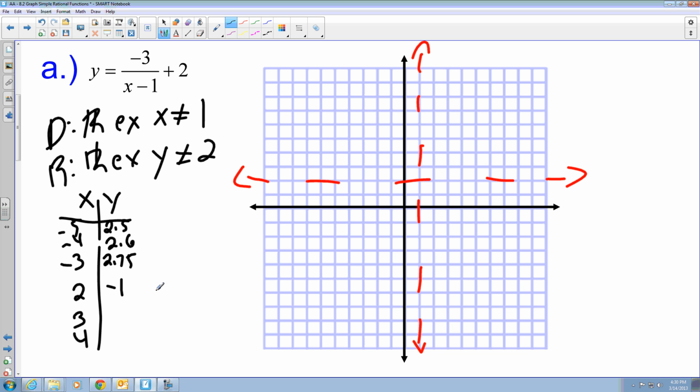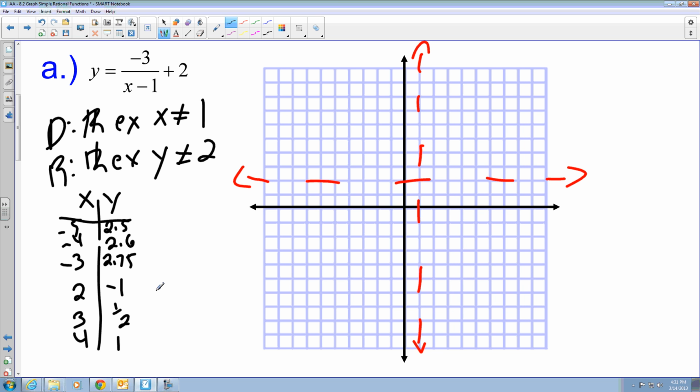If 3 minus 1, which gives me 2, gives me -3/2, so it'd be 2 minus 1.5, which gives me 1/2. And then for 4, I would have 4 minus 1 would be 3, so -1 plus 2, which would give me a 1. So if I plot these points, I'm going to go -5, 1, 2, 3, 4, 5.